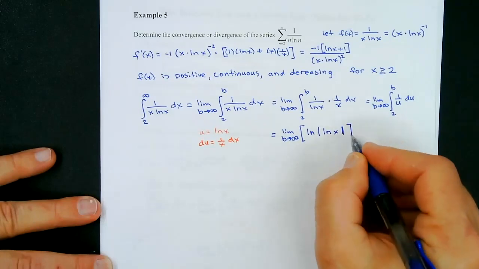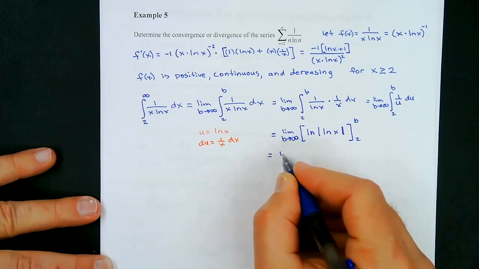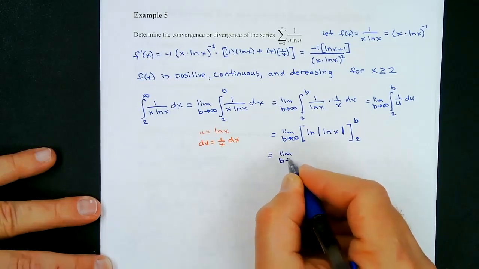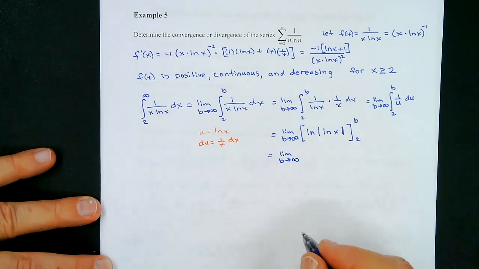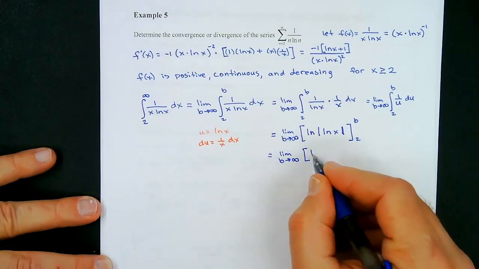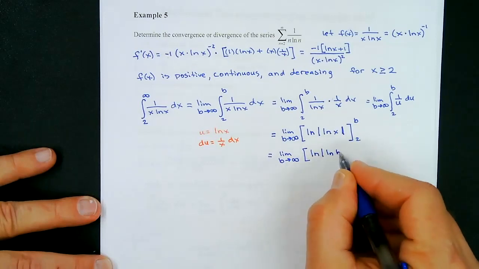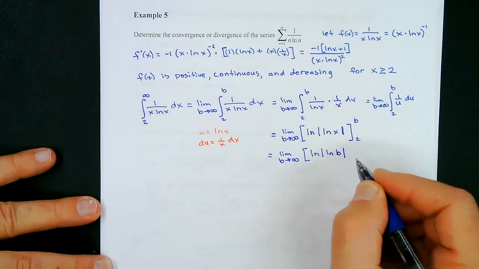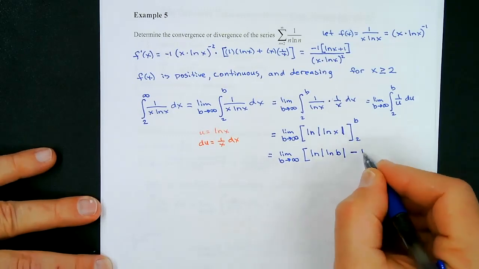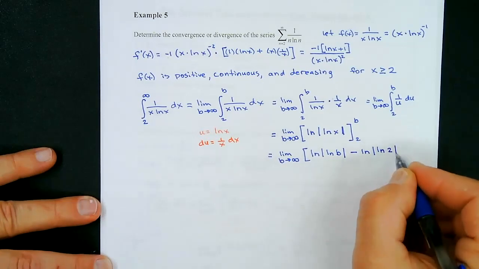We're going to evaluate that from 2 to b. That's equal to the limit as b approaches infinity of ln of the absolute value of ln of b, minus ln of the absolute value of ln of 2.